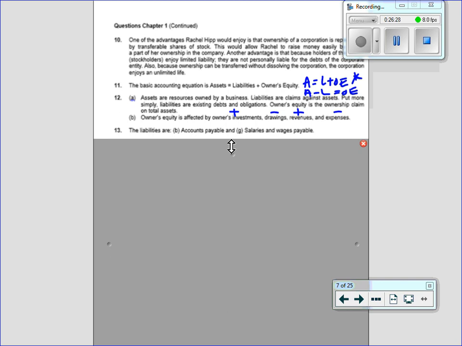Salaries and wages payable. We identified that as a liability. We owe our employees. Service revenue, owner's equity making it go up in value. Rent expense makes it go down. Very good. Let's go on to the next one.